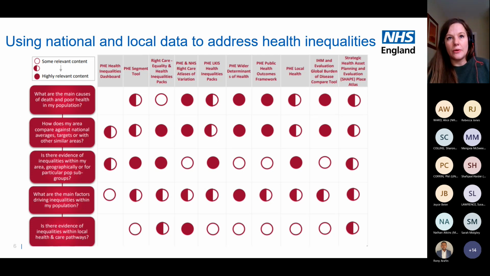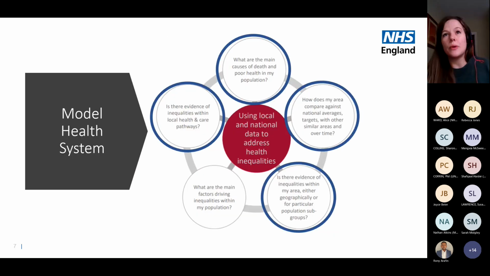Right, okay, so I think that is me, and that's where I hand over to Bryn and Chloe to talk through the model health system.